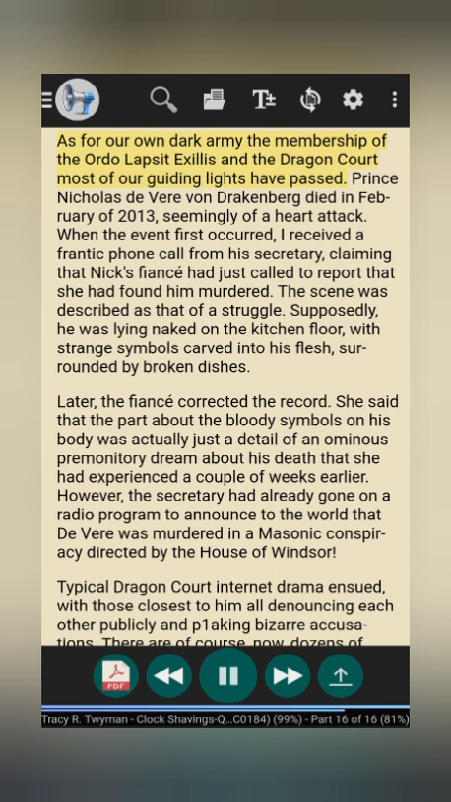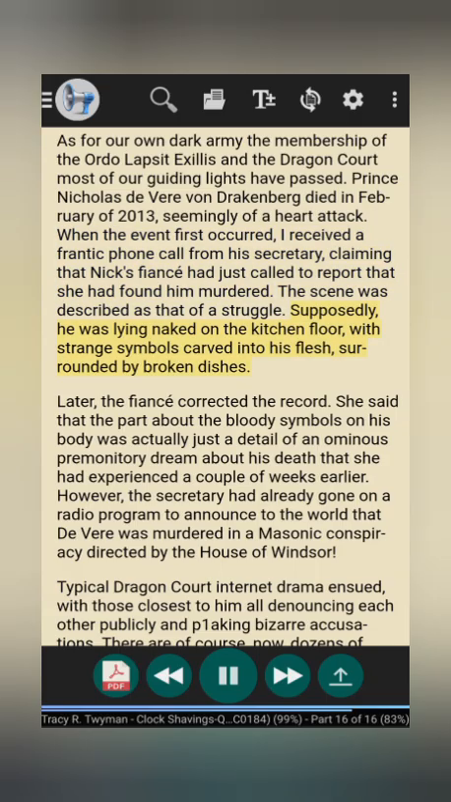Prince Nicholas de Vere von Drakenberg died in February of 2013, seemingly of a heart attack. When the event first occurred, I received a frantic phone call from his secretary, claiming that Nick's fiancée had just called to report that she had found him murdered. The scene was described as that of a struggle.